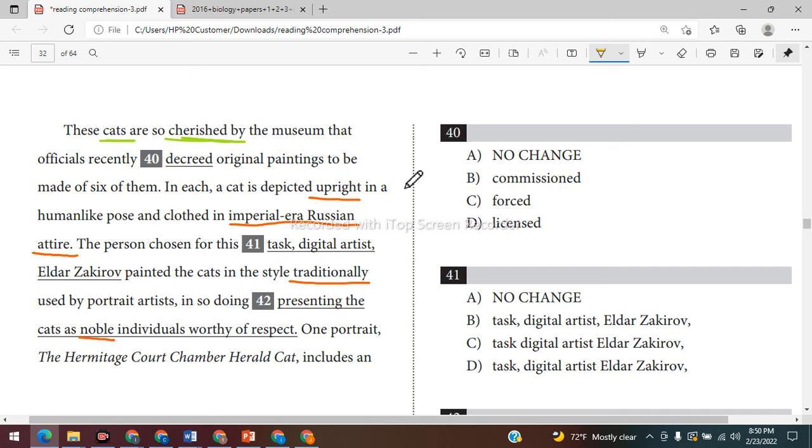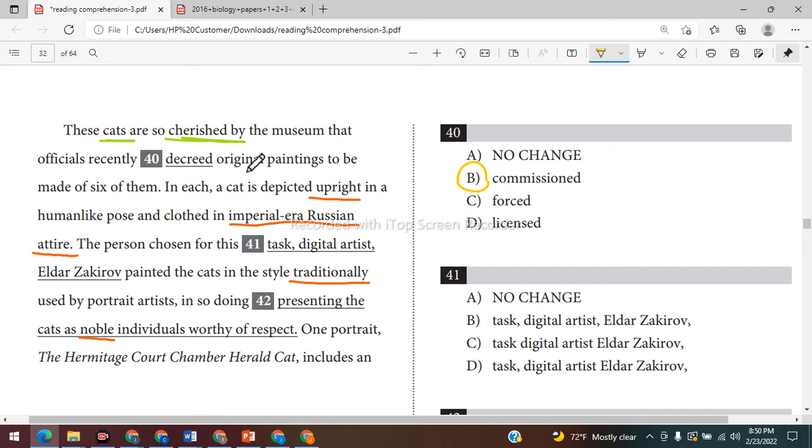Anyone else? D. It's actually B, because commission describes the act of what? Hiring an artist to create a specific work. So they didn't decree for original paintings to be made. How could a museum decree anything? It's not like they're a palace or something. They commission. They pay someone to do it. Okay? So keep a note of that.